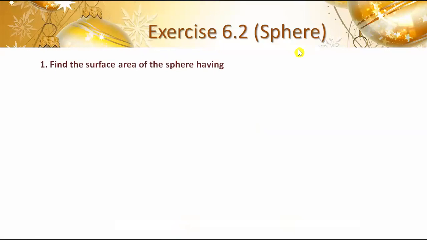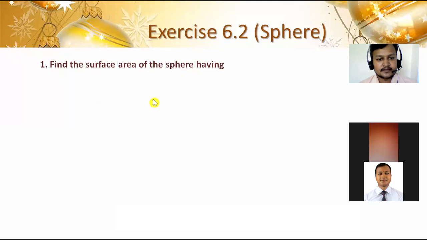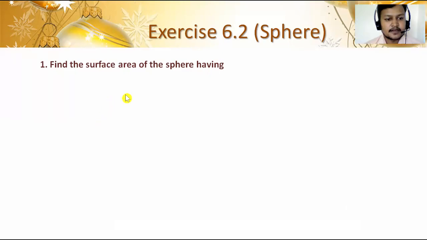Exercise 6.2. Find the surface area of the sphere having something given in all questions. Question number A, B, C, D. For question number A, the thing given to us is radius. Find the surface area of sphere having radius 3.5 centimeter. We just have to use the formula here, nothing more than that.